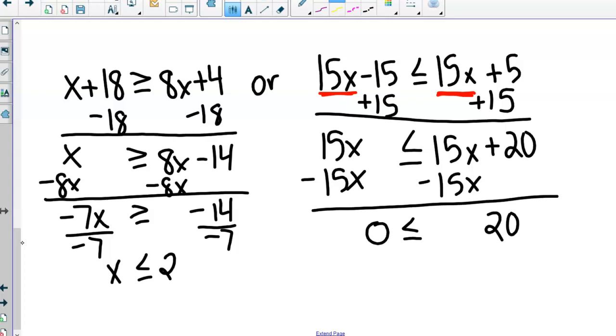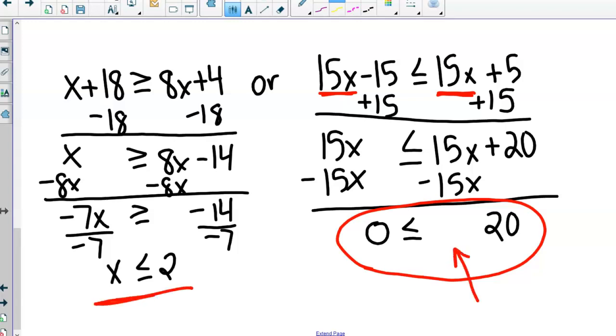So when you have no variable term left, what you have to do is stop being all technical and stop trying to remember what everything is. Just look at the statement. It says that 0 is less than or equal to 20. Well, the thing that should pop into your head is, no kidding, I know 0 is less than or equal to 20. But because 0 is less than or equal to 20, what that means is this is all real numbers. There's an infinite amount of numbers. Any number will satisfy this condition.